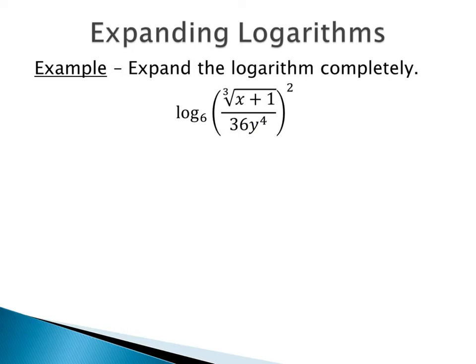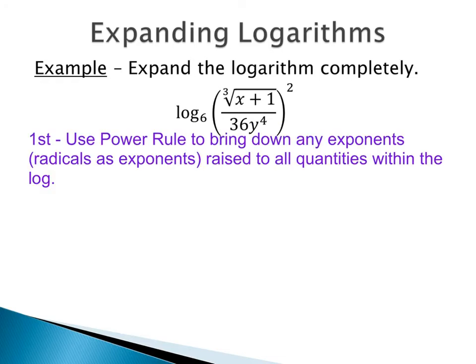So for our problem here, in order to expand this log, first we want to use the power rule to bring down any exponents or any radicals that are on the outside of the log. In this case, we have a 2 as an exponent. So that means that this log is equal to 2 log base 6 of everything else, so the cube root of x plus 1 over 36y to the fourth. All I did was bring it down in front. There is an implied multiplication. So that is our first step.